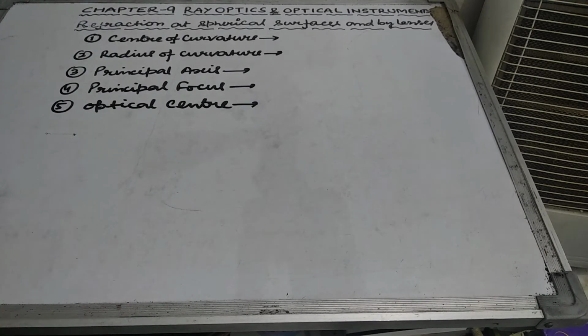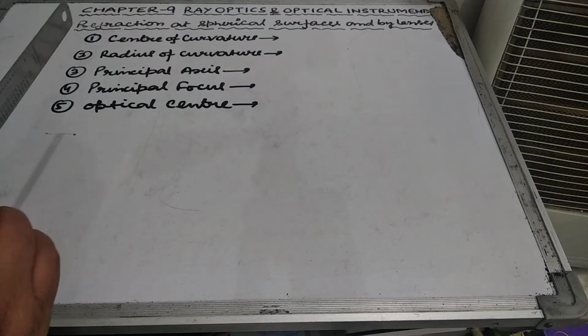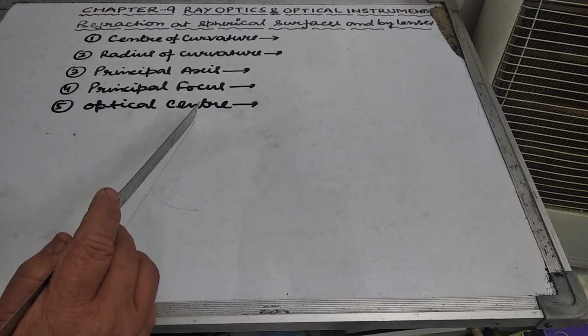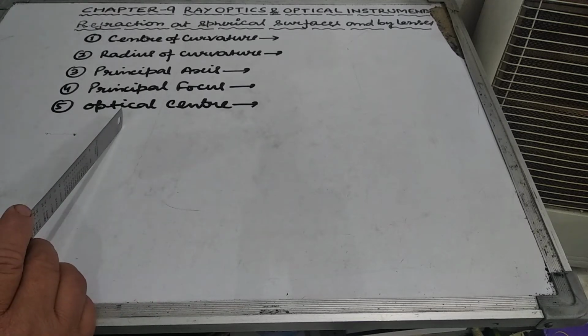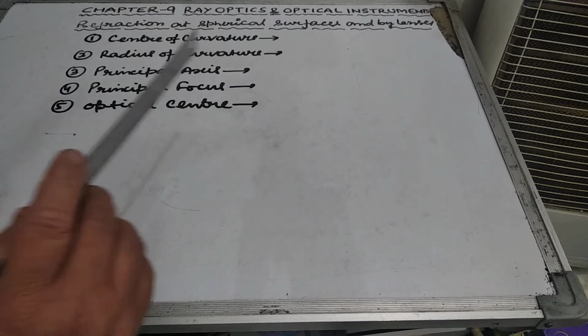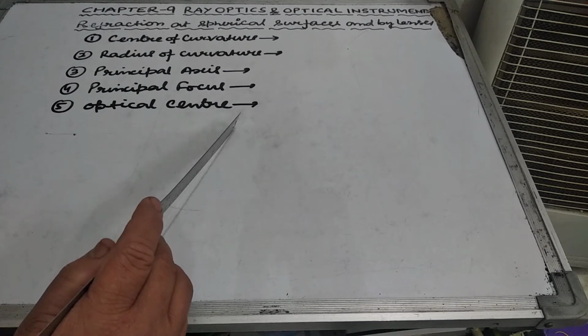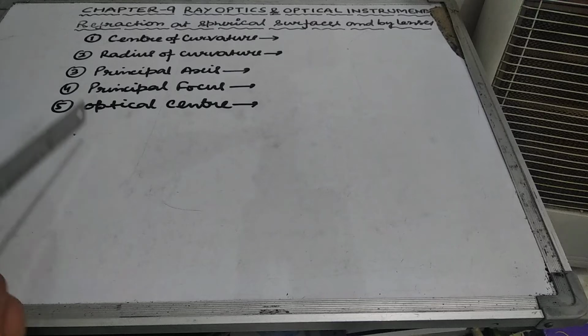This is a very important point. The ray of light which passes through the optical center goes straight after refraction. So it is the point situated within the lens. Optical center is situated within the lens.